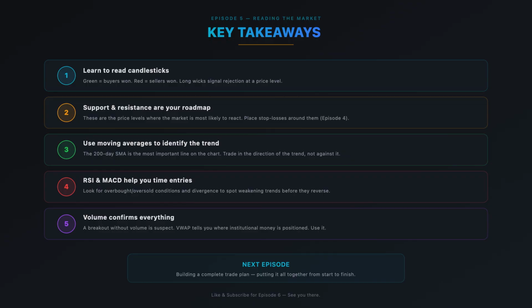Number 3. Use moving averages to identify the trend. The 200-day SMA is the most important line on the chart. Trade in the direction of the trend, not against it. Number 4. RSI and MACD help you time entries. Look for overbought and oversold conditions, and use divergence to spot weakening trends before they reverse.